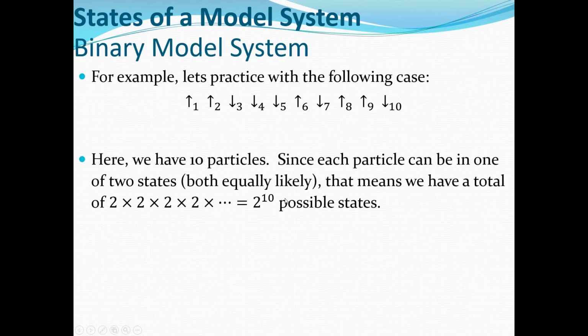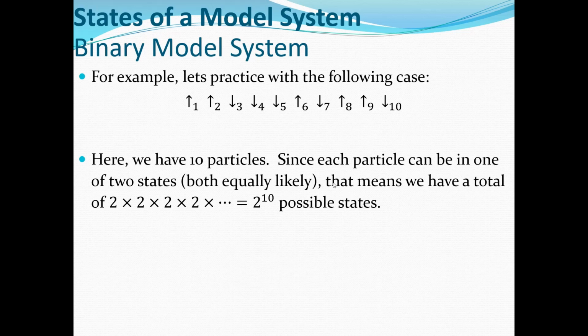So if I want to know how many possible states I could have for 10 particles, it would be 2 times 2 times 2 times 2 all the way up to 10, or it could be simplified as 2 to the 10th power. So that number is going to tell me how many possible states I can have. And this scenario is just one of those 2 to the 10th possible states. That is an extremely large number.